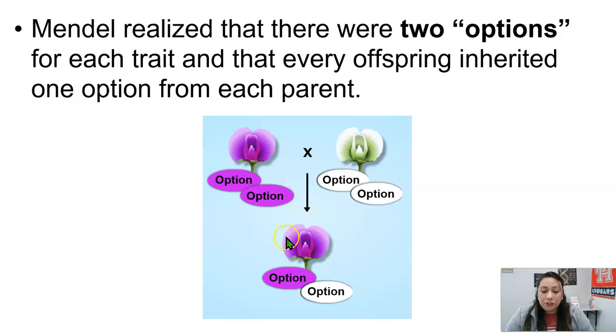So an offspring is going to get an option from each parent. So in this case, this parent gave the option for purple. This parent gave the option for white. Together, they're going to work to give the offspring's color in this case. Now, instead of calling them options, we're going to give them the correct vocabulary word.